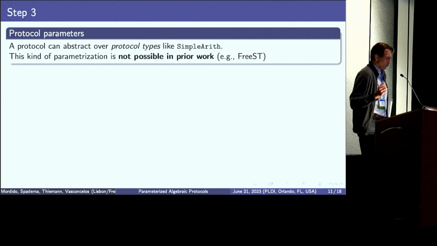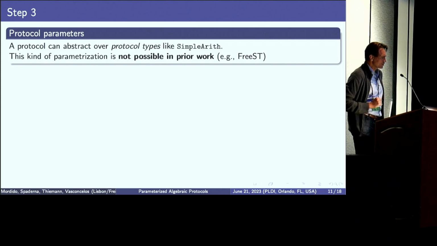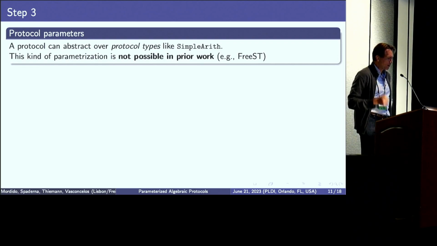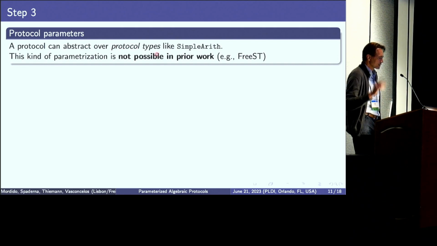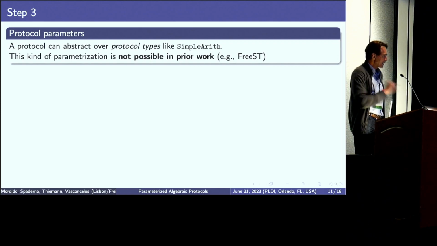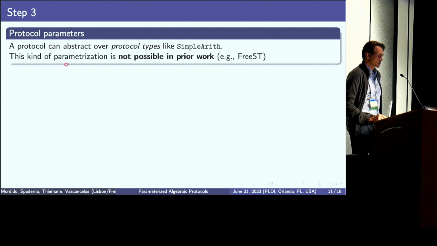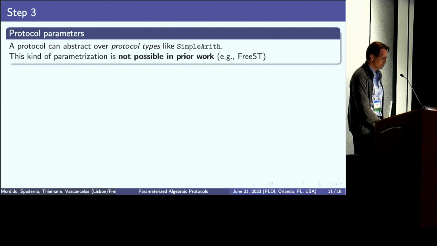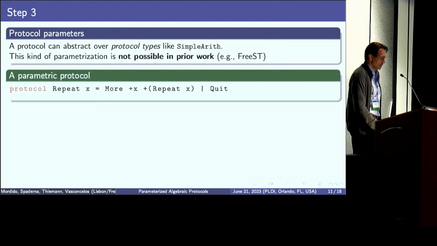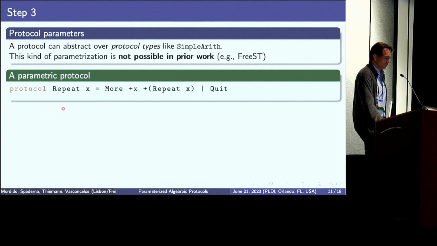Right. Why did I show you that? Well, to have a nice example for the next step where we add parameters to protocols. A protocol definition can also abstract, and the abstraction is now not just over data types, but you can also abstract over whole protocol types, like the simple arith thing that I just showed you. This is a kind of parameterization that's original to our work, and it's just not possible in earlier work.